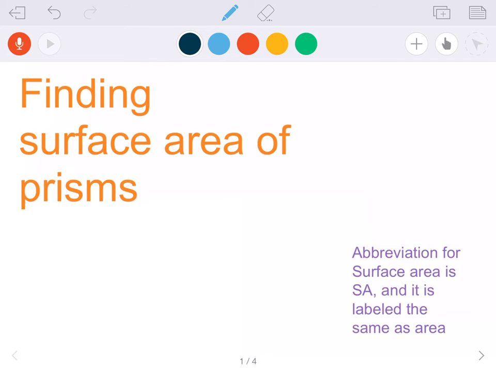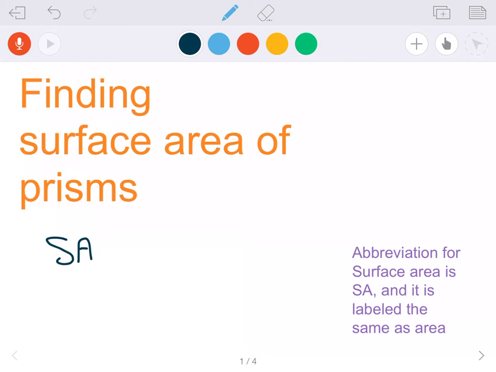Hi guys, today we're going to be talking about finding surface area of prisms, and we're going to mainly be focusing on two types of prisms, and those are going to be rectangular and triangular prisms, which in general are just three-dimensional shapes. Whenever you see SA, that's going to stand for surface area. So when you see that, instead of writing out surface area, I might just write SA.